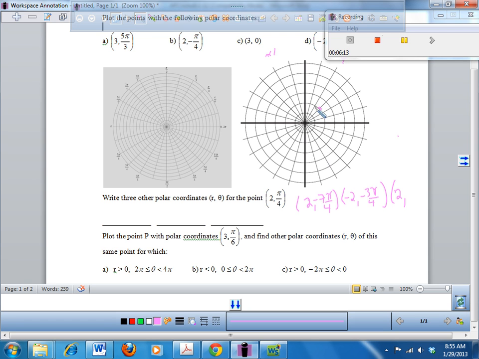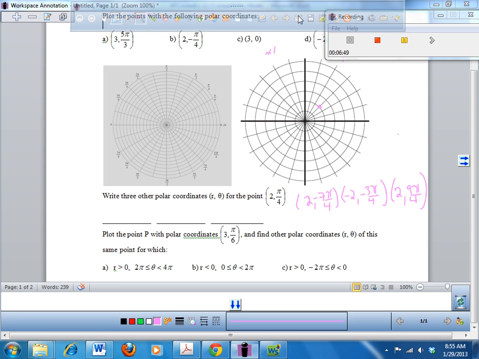Yeah, you could go that way, or you could go +2 and then go pi over 4 plus another 8 pi over 4, so 2, 9 pi over 4. So that's 3 ways. Those are not the only 3 ways. There are infinite ways. All right, so, any questions about that? Okay.